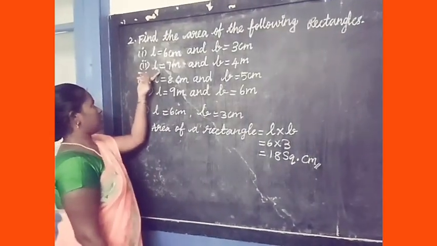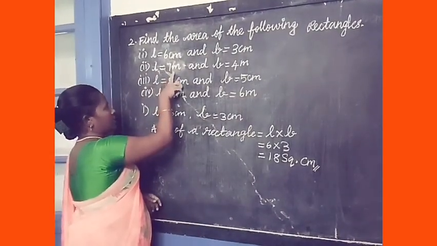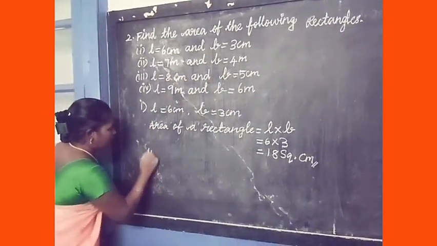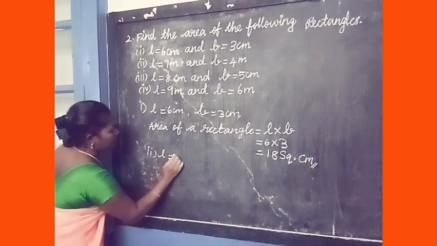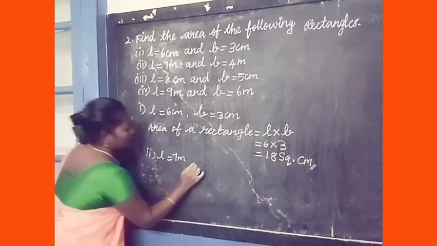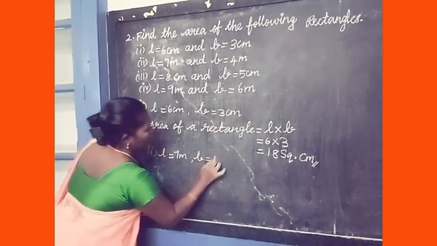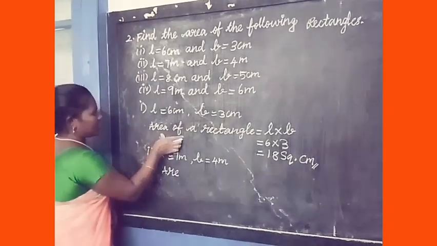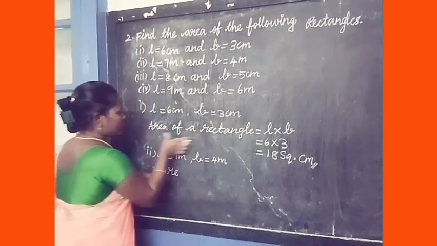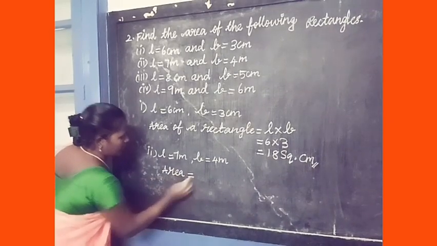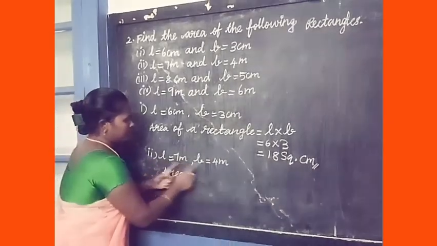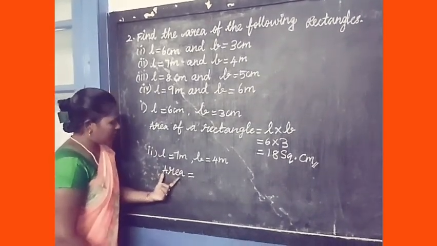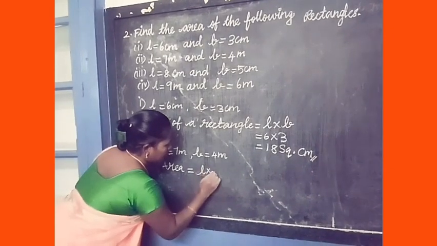Children, see the second sum. Length value is 7 meter and breadth value is 4 meter. So first the given values we write. L is equal to 7 meter. Breadth is equal to 4 meter. We write, already you know that what is the shape is given. So in short way write area is equal to L and B given means the formula we have to write area of a rectangle. So we write area is equal to L into B.